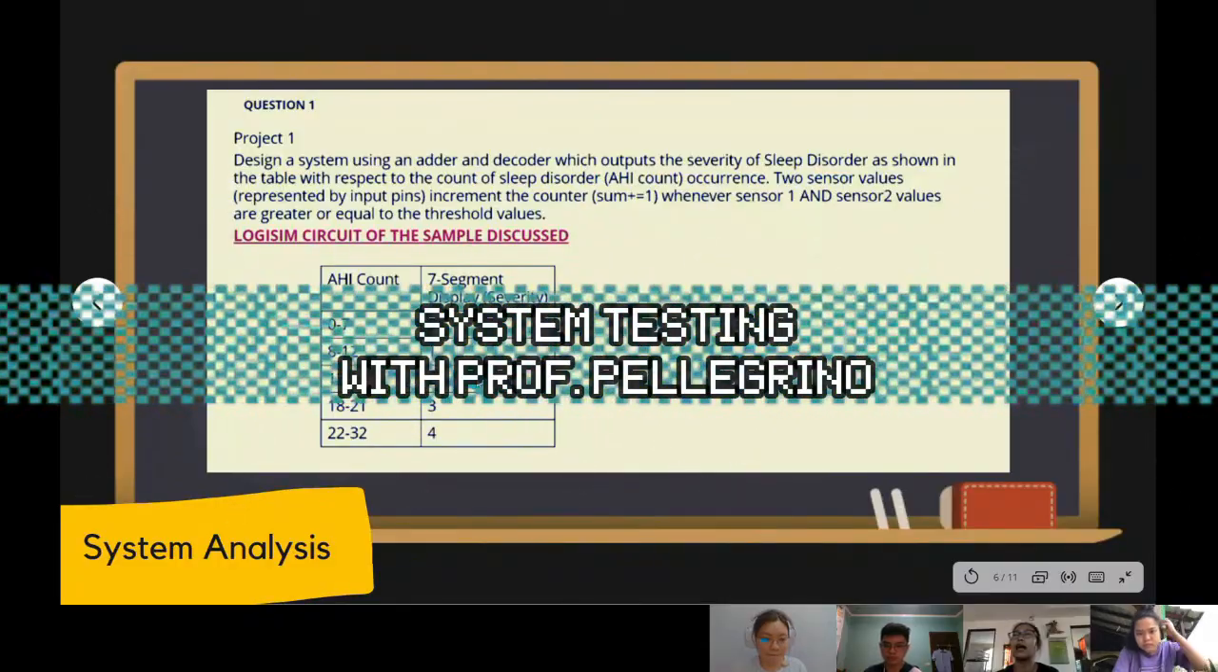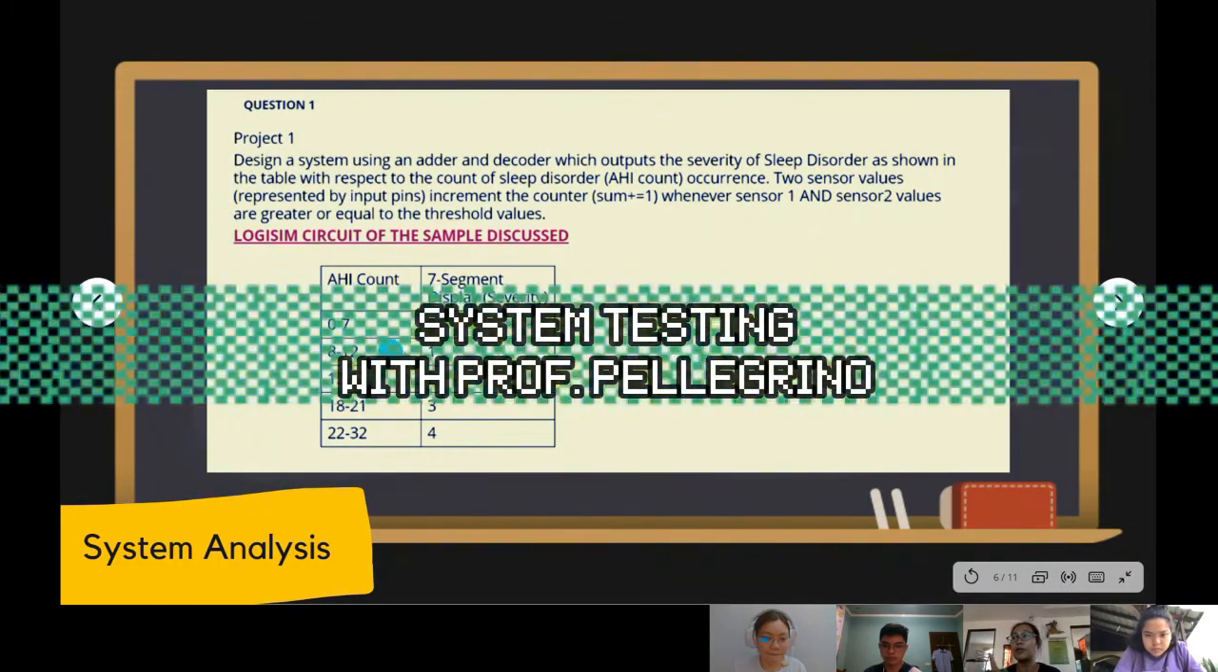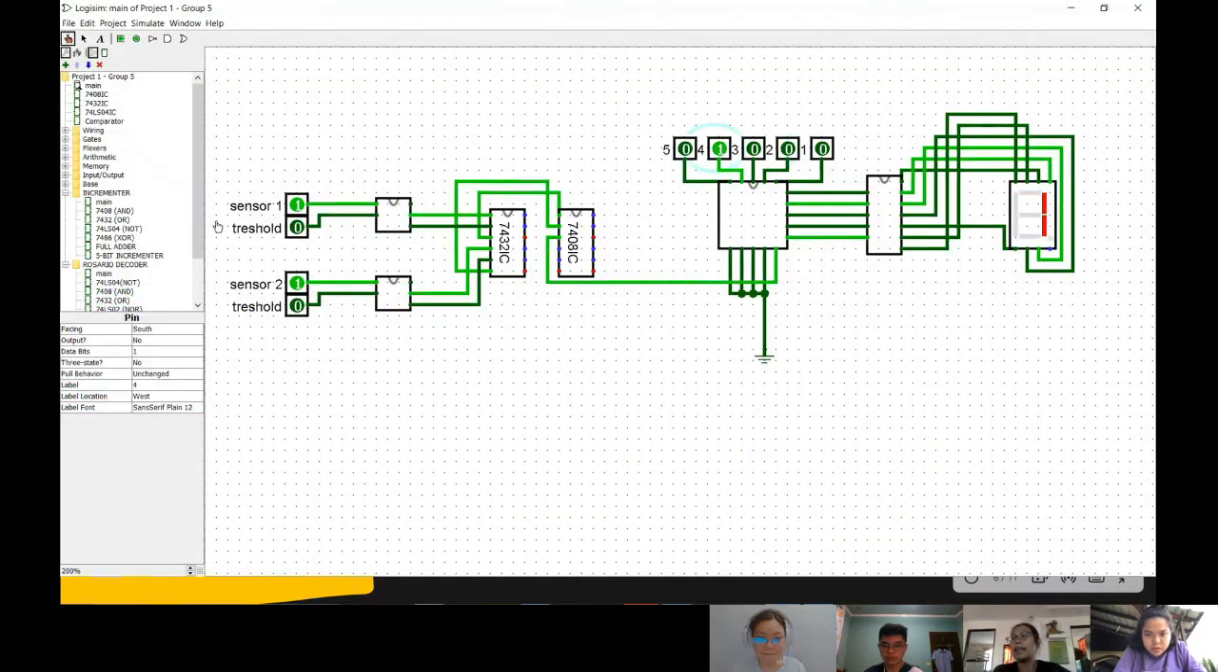Ayan, so sa 12, yung input mo is 12, tapos yung hindi satisfied yung condition, and then pag satisfy yung condition, pag nag-13 yan, magiging 3. Ang 13 is 01101. 12 lang siya, 12. So 01100. Tapos yung sensor mo, mas mataas yung threshold. Kasi ibig sabihin, hindi siya mag-i-increment, di ba?